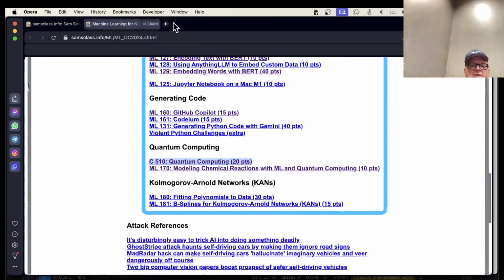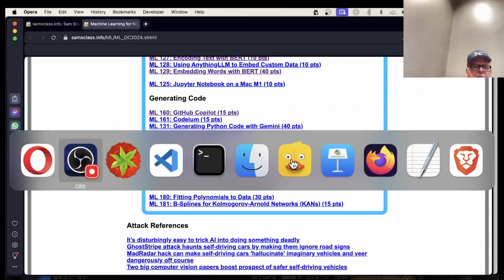Anyway, so that's one couple of projects that are fun if you want to see that, the quantum computing part. Let me stop.